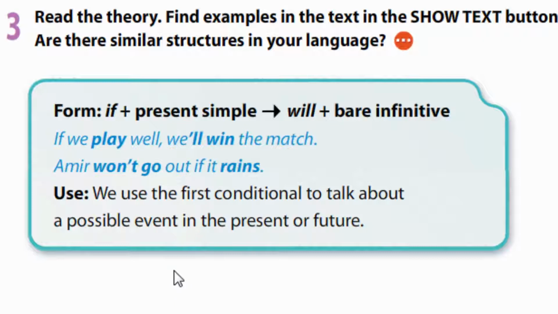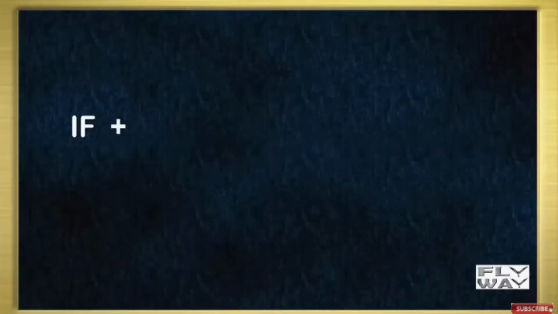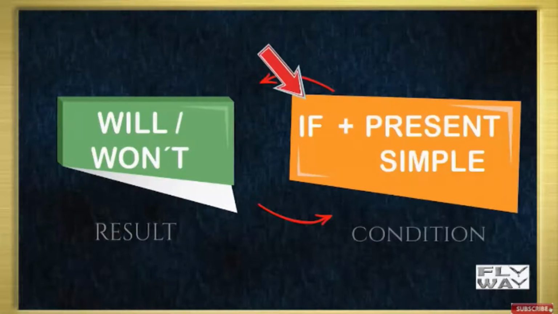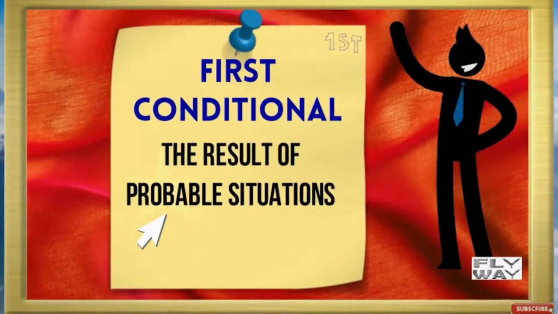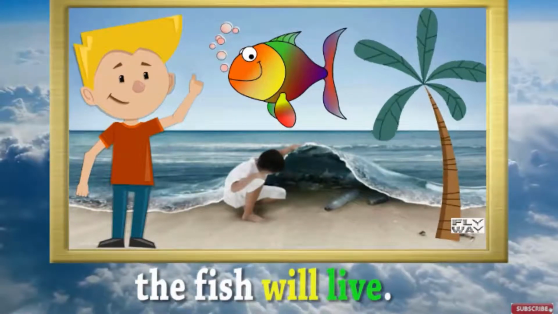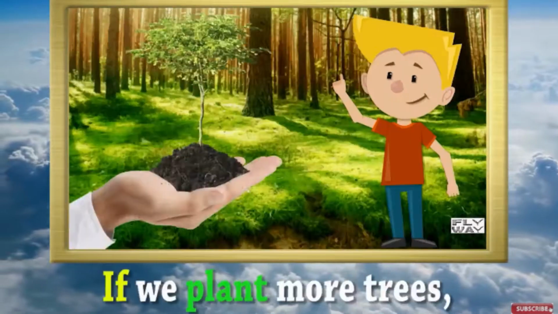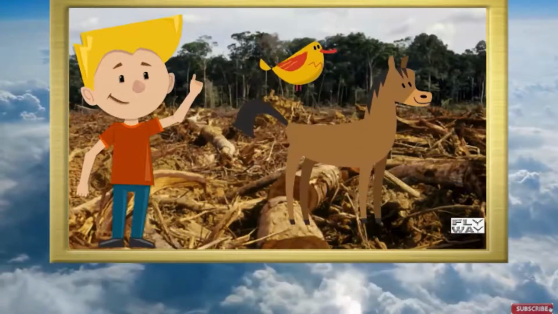We use the first conditional to talk about a possible event in the present or future. Now watch the video about the first conditional. First conditional. If and the present simple in the condition and the result with will or won't. The result of probable situations. If we clean the oceans, the fish will live. If we don't clean the oceans, the fish won't live. If we plant more trees, the forests will grow. Unless we plant more trees, the forests won't grow.